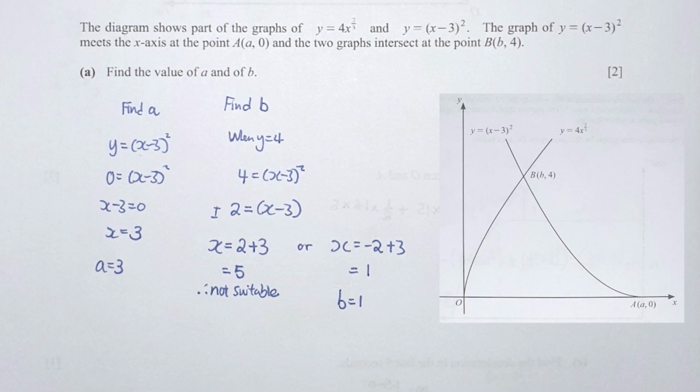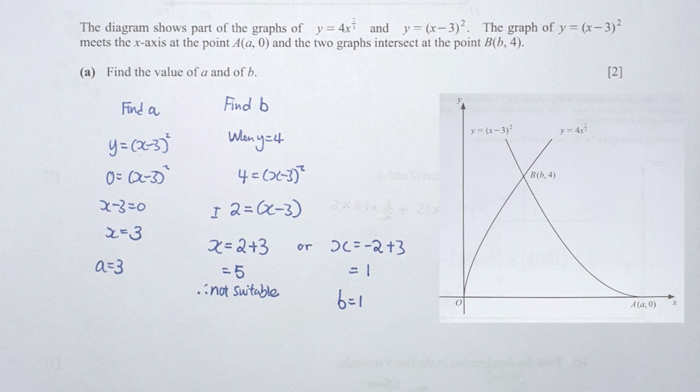As for question 10, to find A is pretty straightforward. All you need to do is to substitute when y equals 0. So your x will be 3. So A's coordinates will be (3, 0) over there.